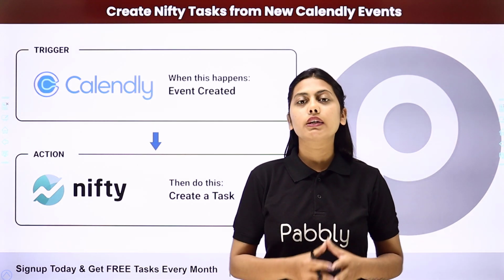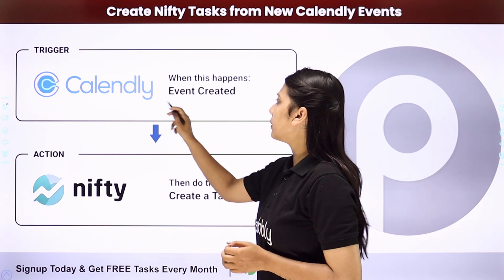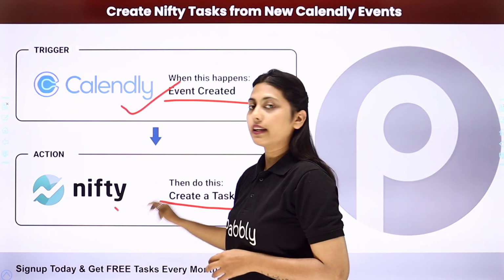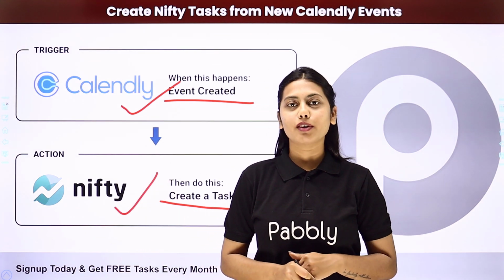But what if I tell you we can actually automate this process with the help of Pabbly Connect? We will create such an integration where our trigger will be an event created in your Calendly account and our action will be a task will be created in Nifty account. Let us learn how to do it.